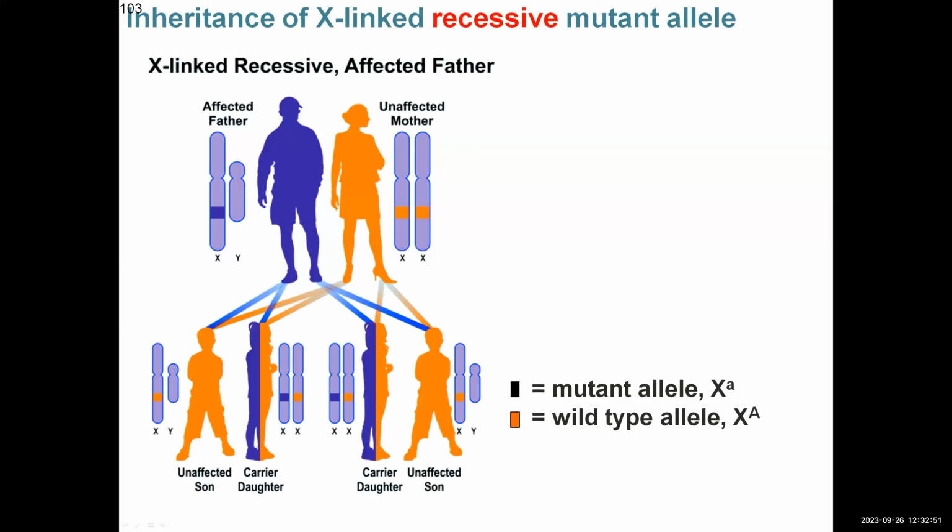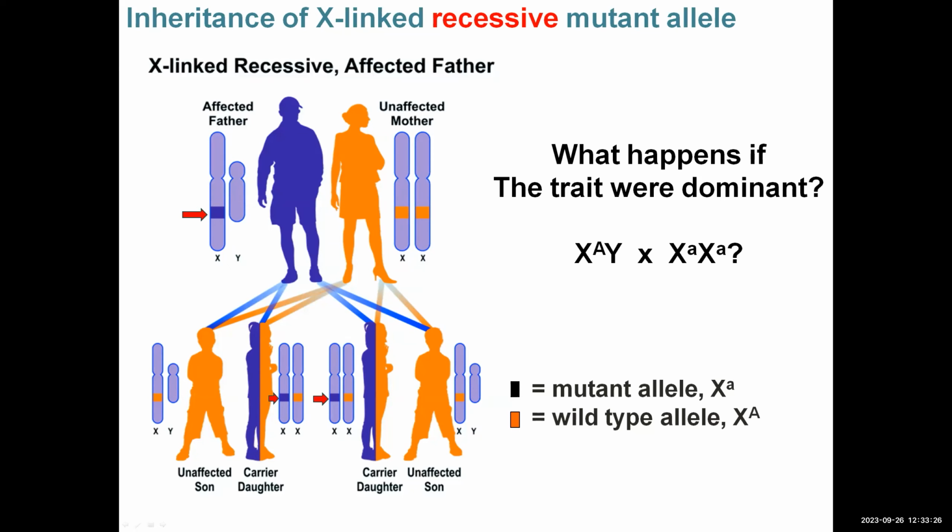The father does not give his X chromosomes to his sons. They only get their X chromosomes from their mothers. So they will not be carriers, nor will they have the phenotype. But how does this change if the trait is dominant? In this case, the father will give the dominant trait to his daughters, but not his sons. So now, instead of having carrier daughters, he will have affected daughters.